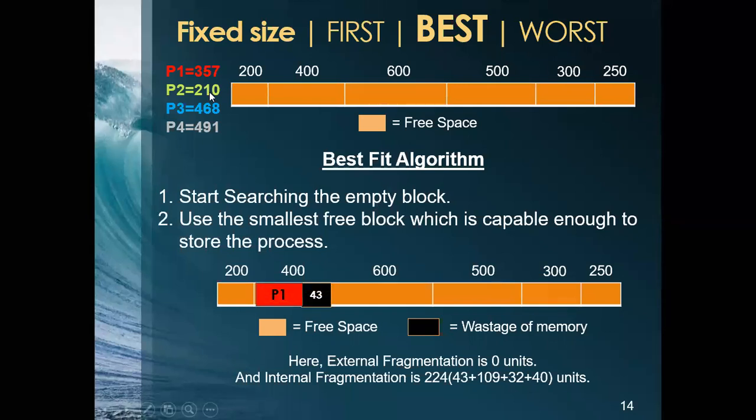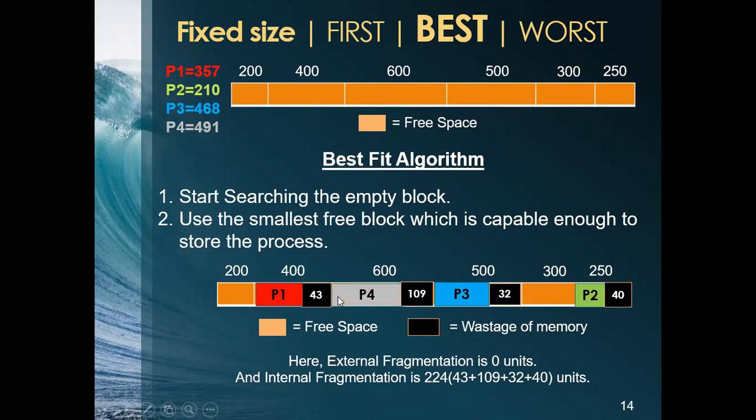For the process two, we have this option 600, 500, 300, and 250. Which one is the smallest one? 250, right? So it will be stored here in this one. For the process three, we have this option and this option. Which one is the smallest? This one, 500. So it will be stored here. Then process four will be stored here.